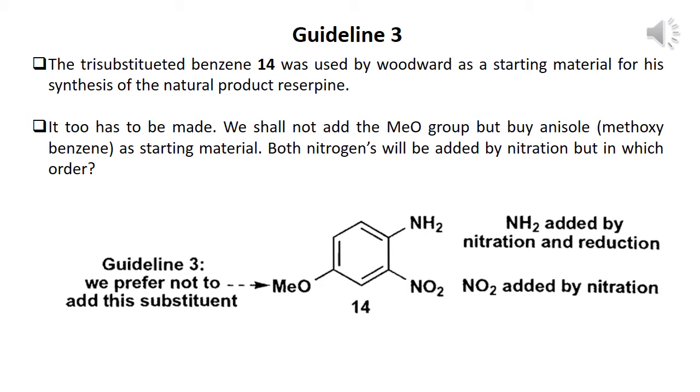The tri-substituted benzene 14 was used by Woodward as a starting material for his synthesis of the natural product reserpine. When he was synthesizing reserpine, he used compound number 14 as the starting material. It too has to be made. We shall not add the methoxy group but use anisole, methoxybenzene, as starting material. So both nitrogens will be added by nitration, but in which order?